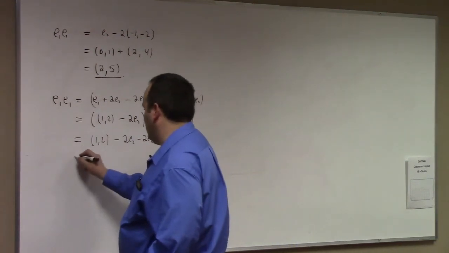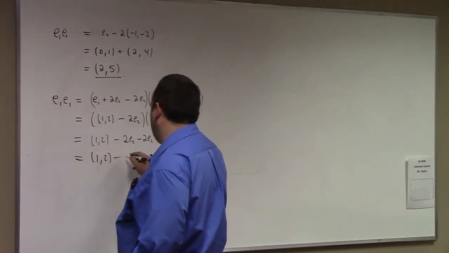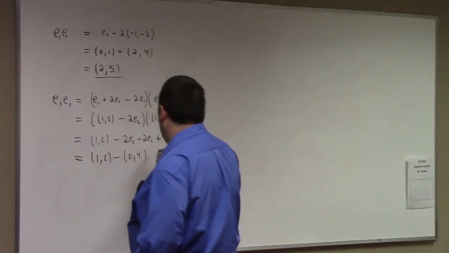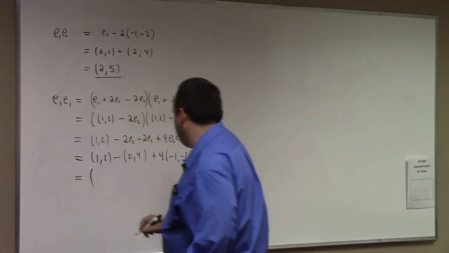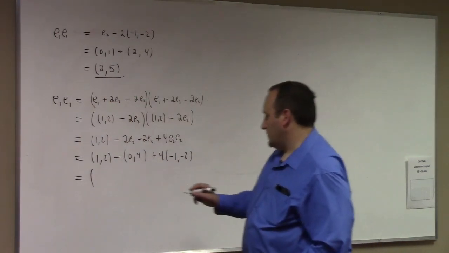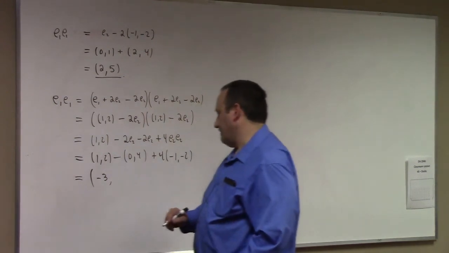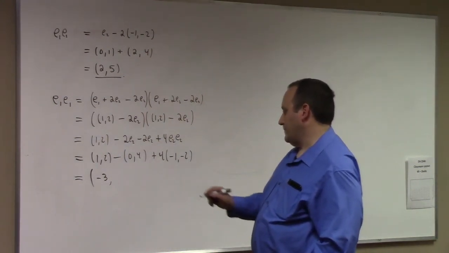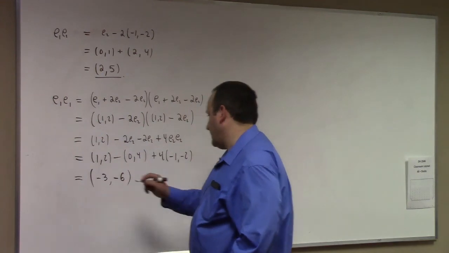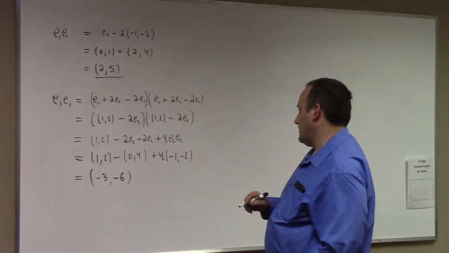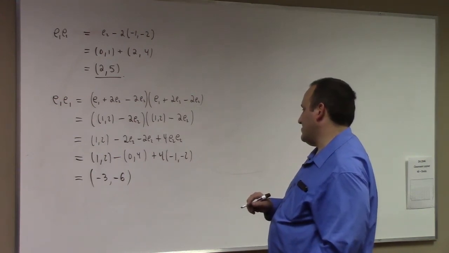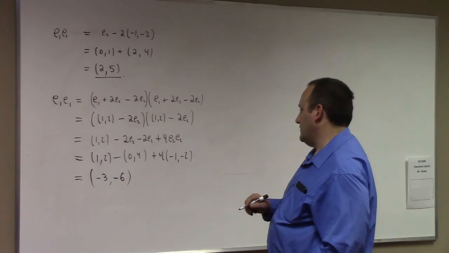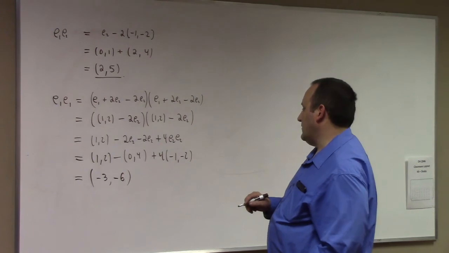So that gives me 1 2 minus 0 4 plus 4 times minus 1 minus 2, which gives me what? Minus 3, minus 6. So it's really minus 3, minus 10, right? I was just adding the identity. Minus 10, yeah.